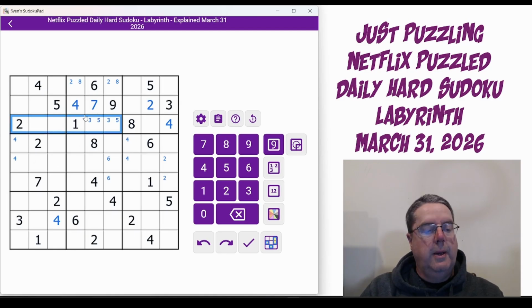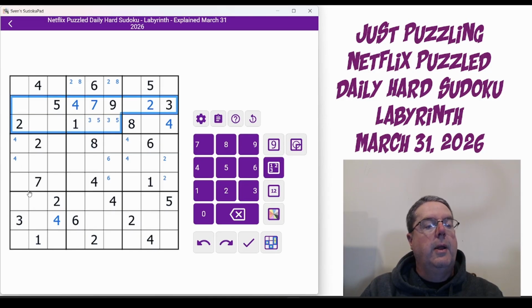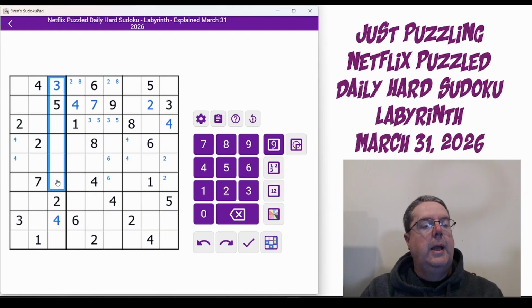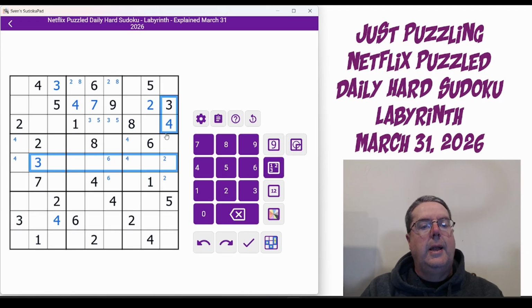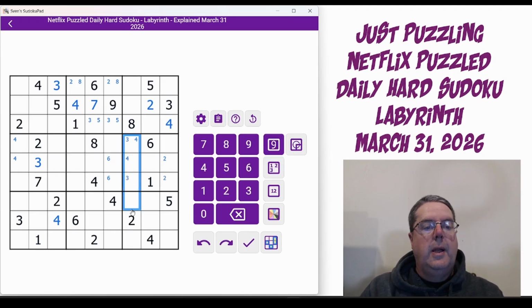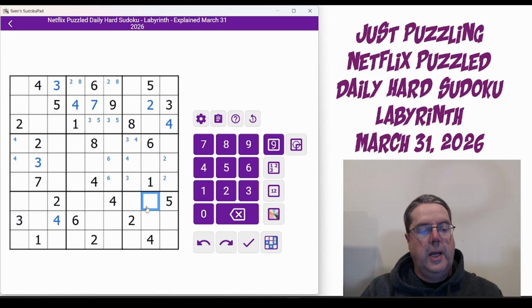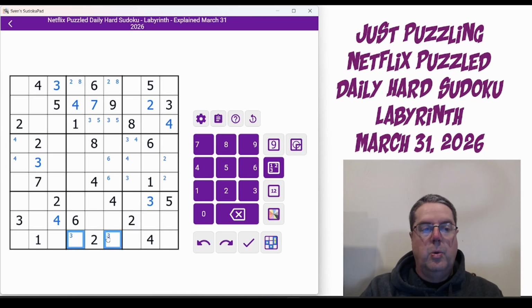3 comes across here, 3 comes across here, 3 comes up here. So this is a 3 here. 3 comes down here, 3 comes up here, so this is a 3 here. Alright, so 3 comes across here and down here, leaving me with a 3 in one of these two. 3 comes down here, 3 comes down here, 3 comes across here, leaving me with a 3 here. 3 across here, 3 across here, leaving me with a potential 3 in one of these two.